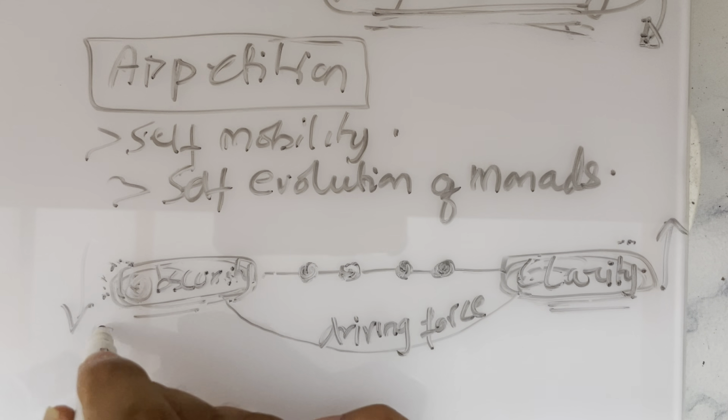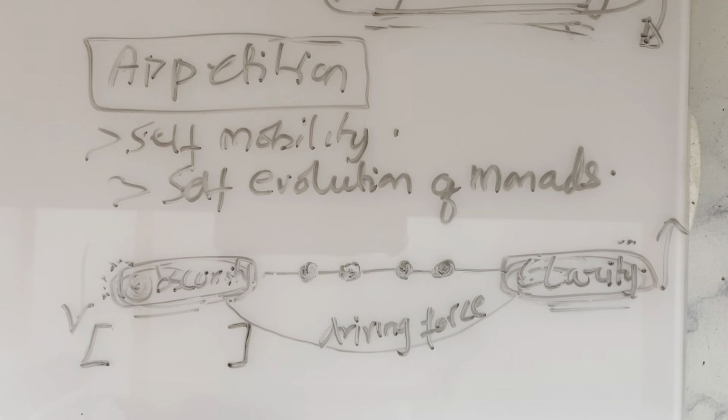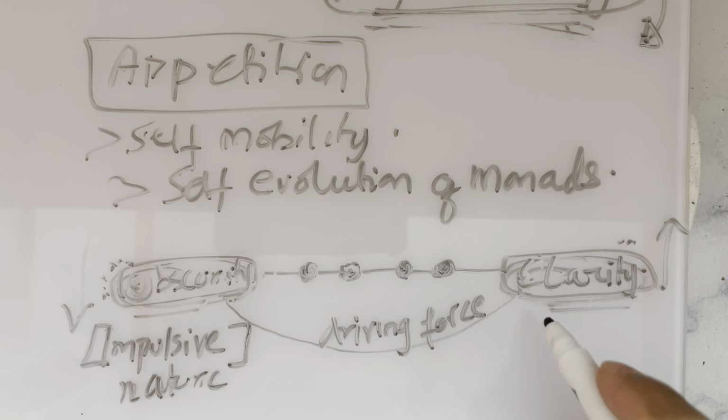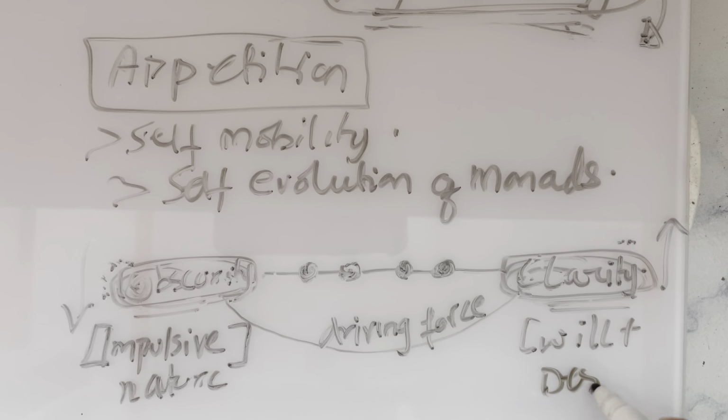So we see in lower type of monads, the actions are dictated by impulsive nature. And in clarity, actions are dictated by will and desire. The will and desire is of course present in each type of monad, but it is dormant, and that results in actions dictated by impulse. They are impulsive in nature. This is something to do with action.